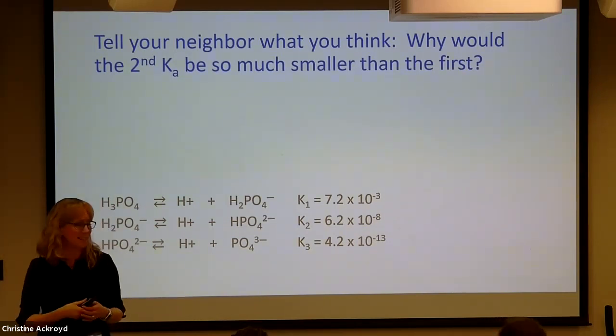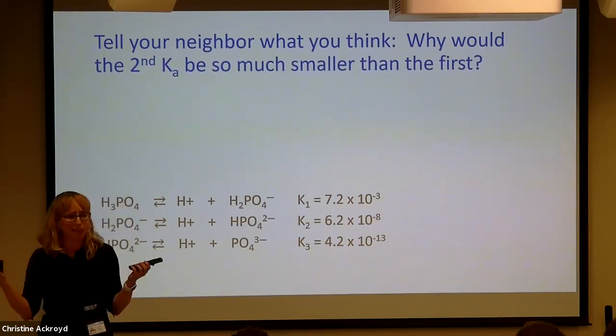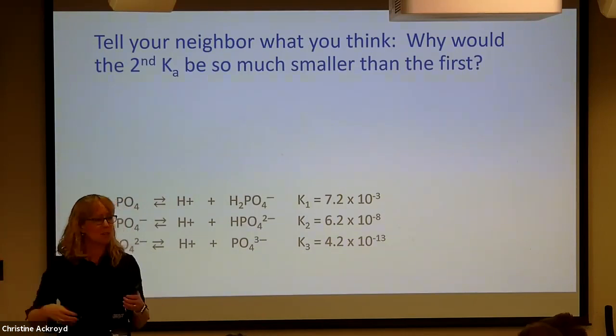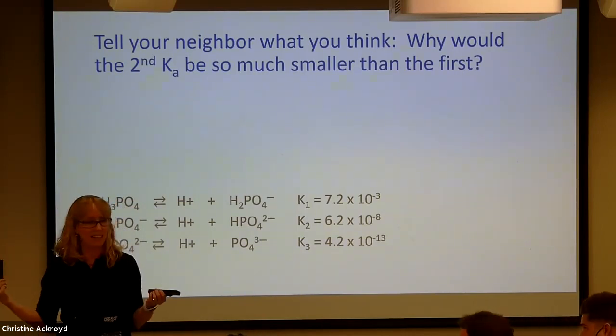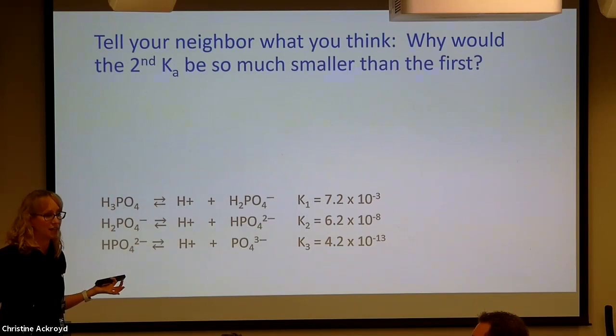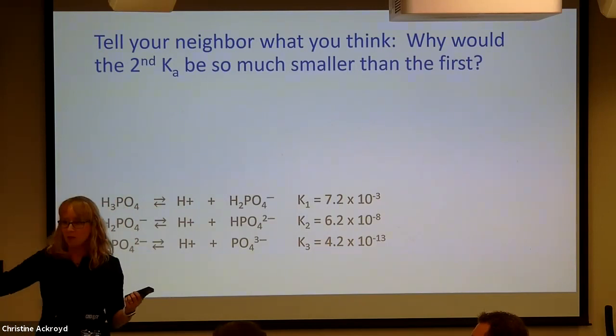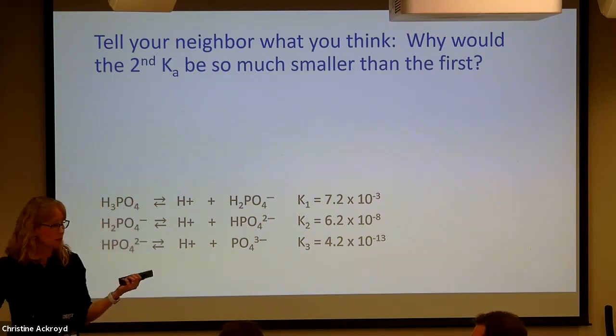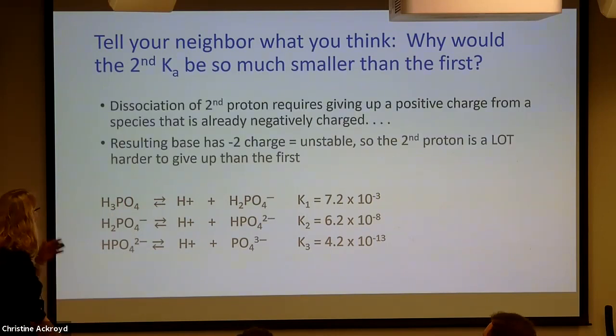The other way to say it, that's a little easier to conceptualize, is to say, every time you pull a proton off, you're pulling a proton off from something that has a negative charge, right? It's harder to pull a proton, a positive proton, away from something that already has a negative charge. So every time you do that, you're pulling a proton away from something with a greater negative charge. It's harder to do.